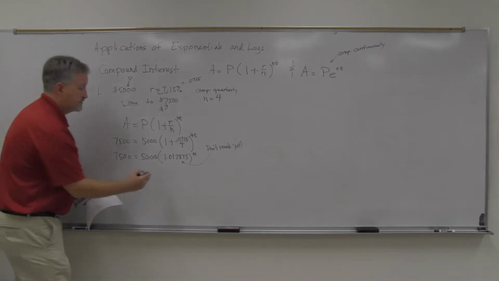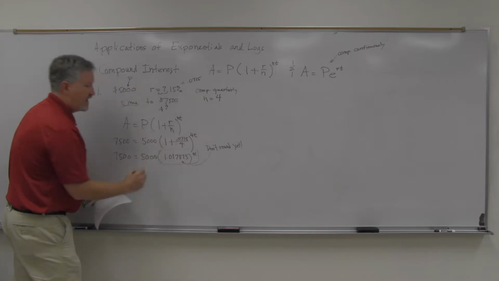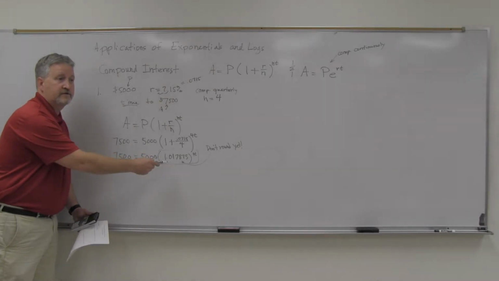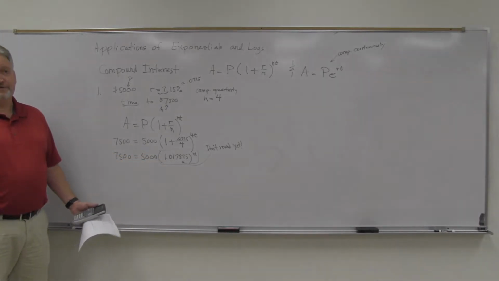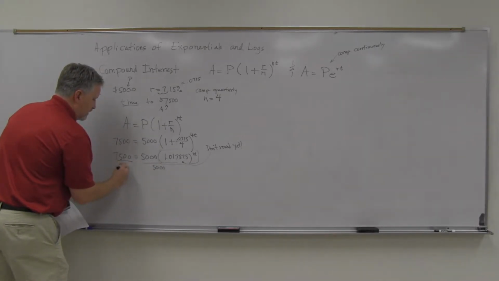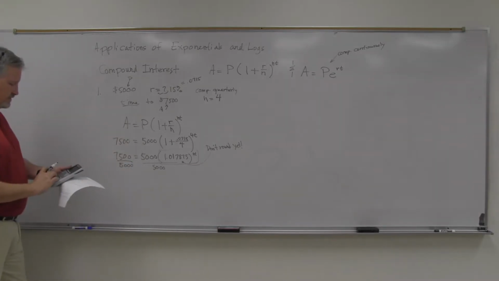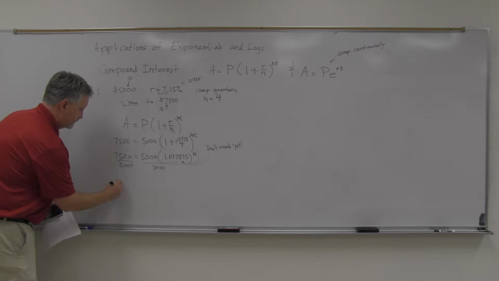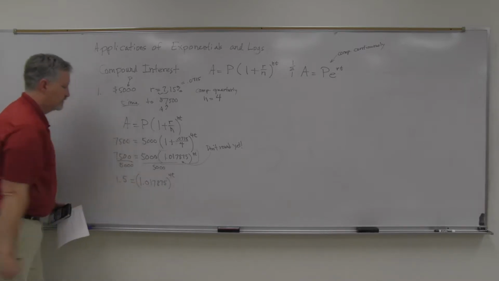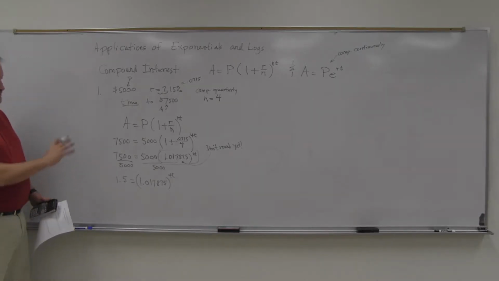Now, before I can ln both sides though, I've got to get that by itself. In other words, get rid of the 5,000. It's times that exponential expression. So divide it. I'm going to start here by dividing by 5,000. And 7,500 divided by 5,000 is 1.5. So I get 1.5 equals that exponential.